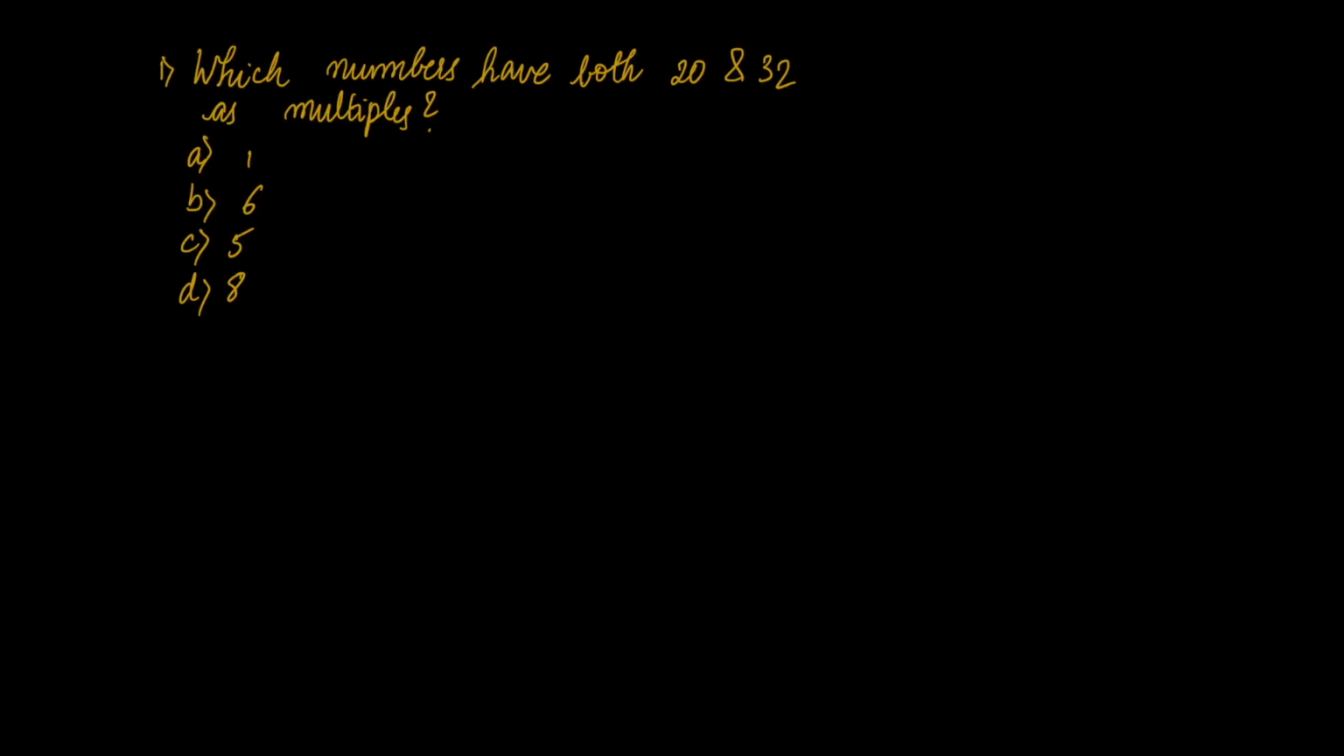Which of the following have both 20 and 32 as multiples? So what does this question really mean? Now, if a number has both 20 and 32 as multiples, what this question really implies is that the number is a common factor of both 20 and 32.